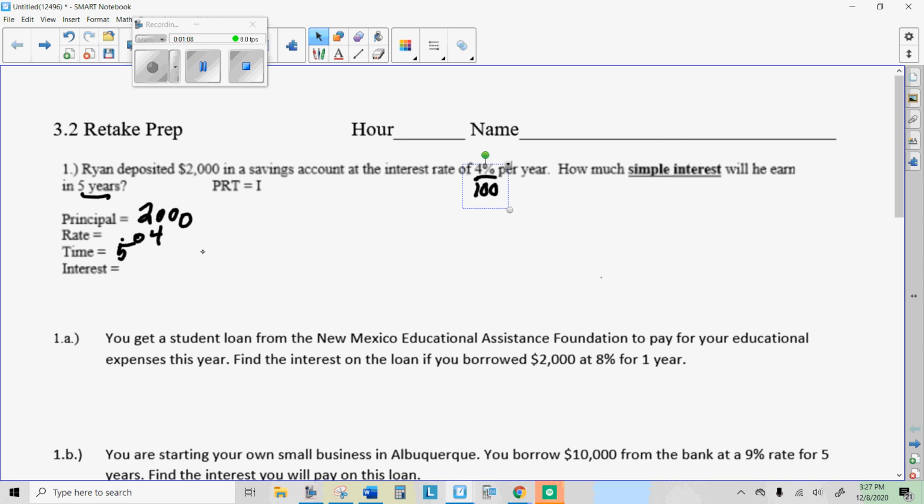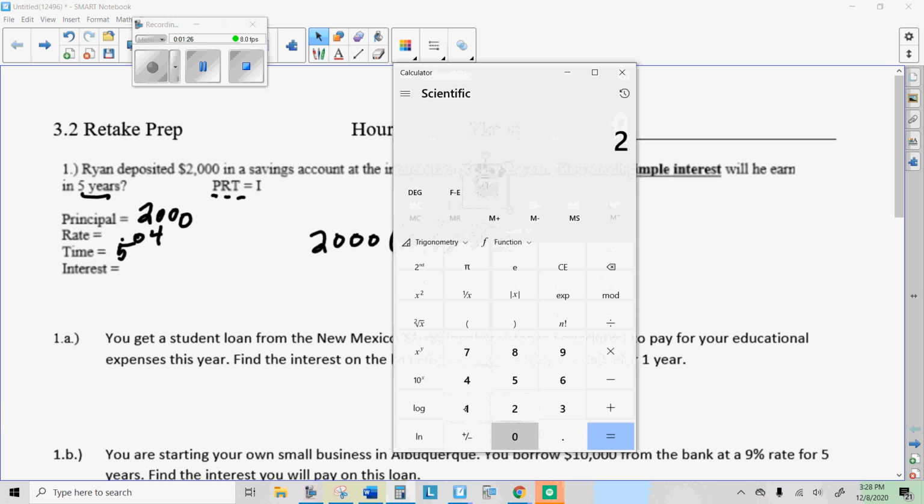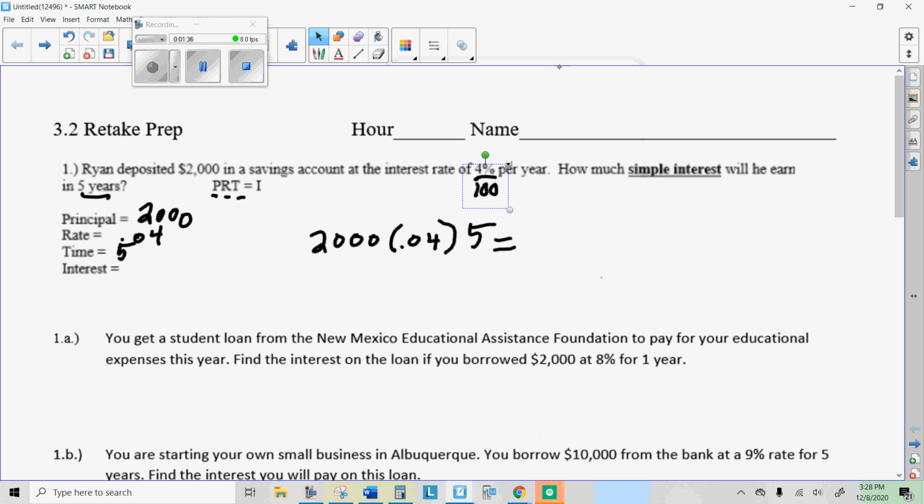And so the interest will be the principal times the rate times the time. So I'm just going to do 2,000 times 0.04 times 5. On the calculator that will look like 2,000 times 0.04 times 5 equals $400. So the amount of interest will be $400.